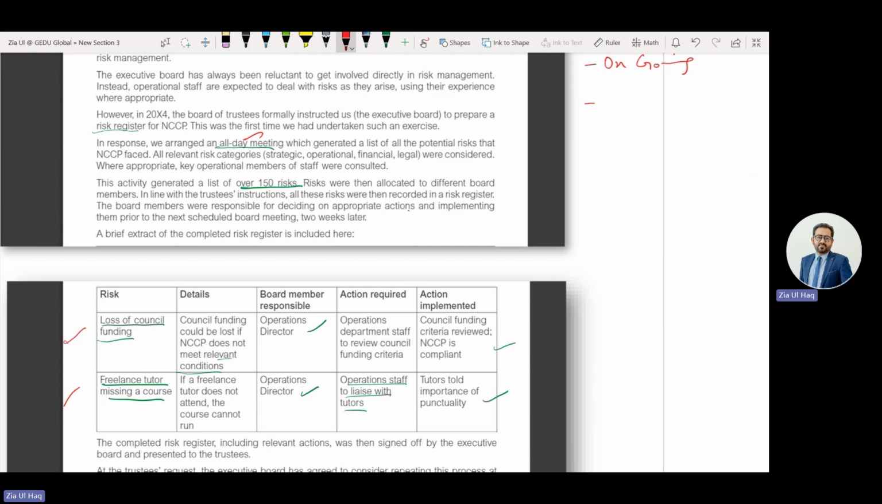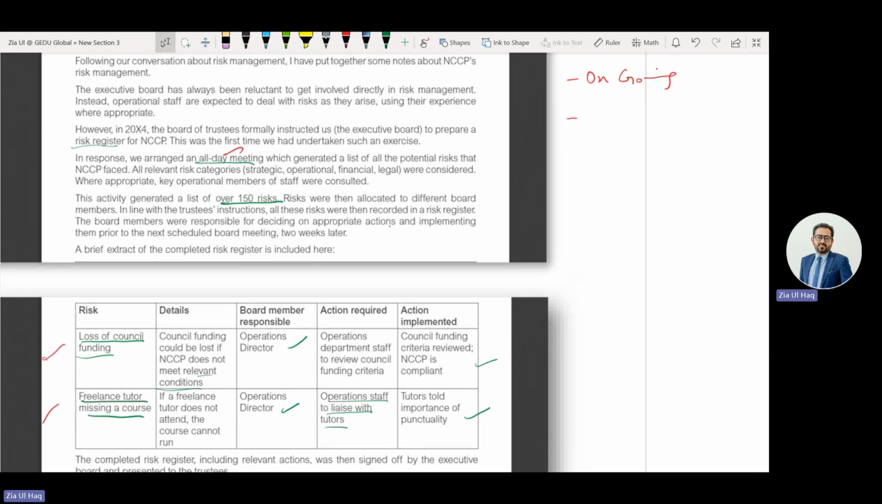By considering the probability and impact of risk. Have they considered the probability and impact of risk? No. So you need to consider the probability and impact of each risk. Then you can find the solution for how you should manage it using the TARA framework. So they haven't considered the probability and impact of the risk. They have identified 150 risks.